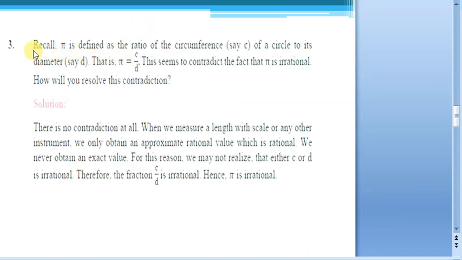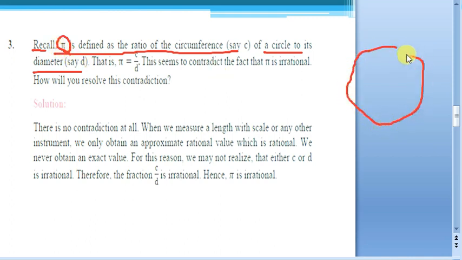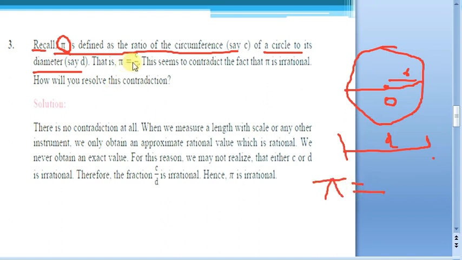The next question says, recall pi is defined as the ratio of the circumference of a circle to its diameter, that is pi is equal to c by d. So let me explain where this pi comes into the picture. You take a circle like this. For the circle you will have a diameter. Let us say this is center O, and this is the radius. Double the radius is going to be your diameter.